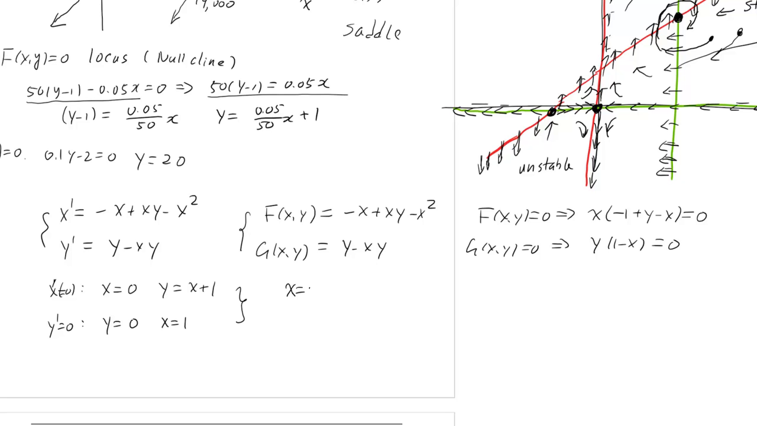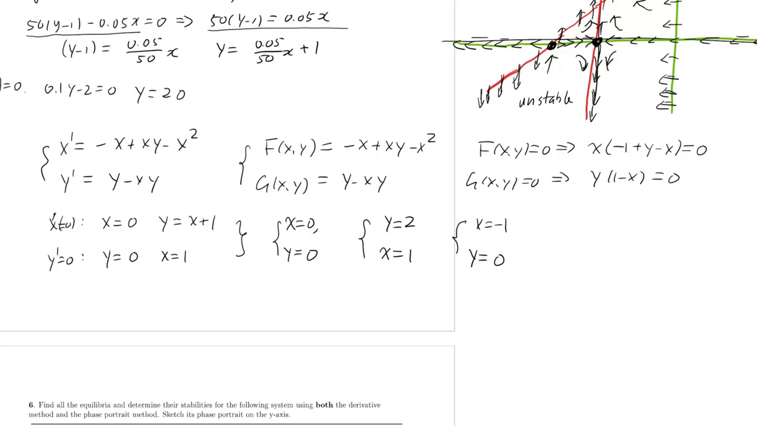If x is equal to 0, then y must be equal to 0, and this is one. And if x is equal to 1, then y is equal to 2. That's another one. And the other one is that when y is equal to 0, actually x can be negative 1 from the first one. So we have 3.